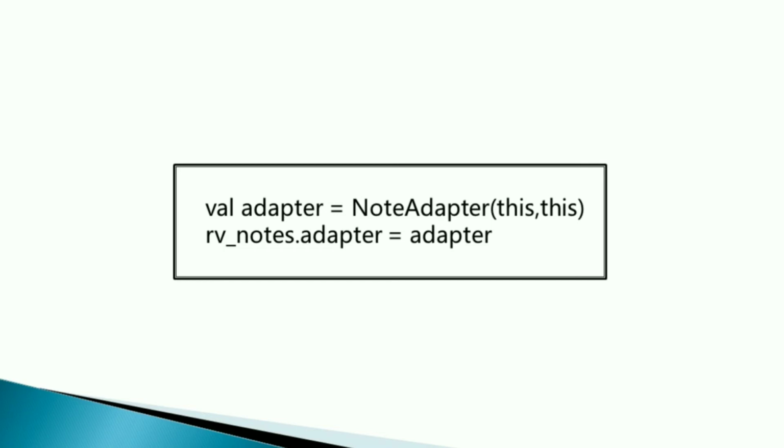This keyword refers to the current object of the current class. Current class is a subclass of Context class. Also, it is implementing interface INotesRVAdapter.